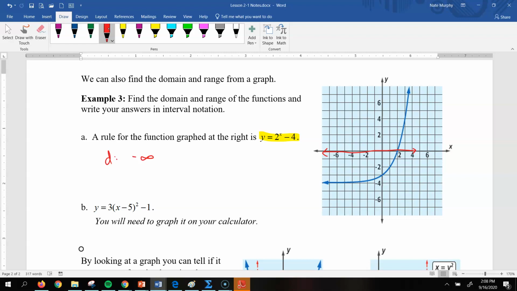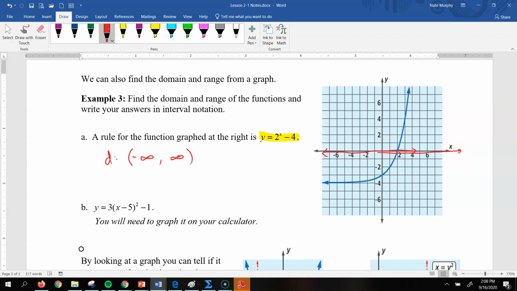Now, anytime we refer to infinity, we're going to use parentheses. And as we travel along this x-axis to the right, we just see that we can continue to use any numbers in the positive direction as well. So we would have, the domain would go from negative infinity to infinity.